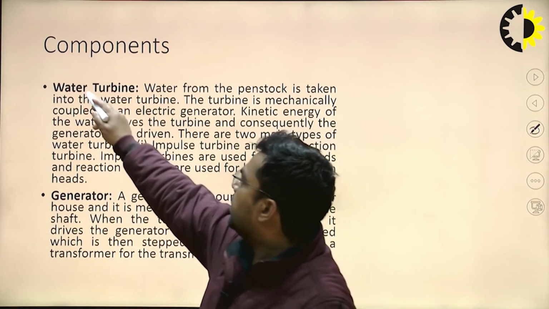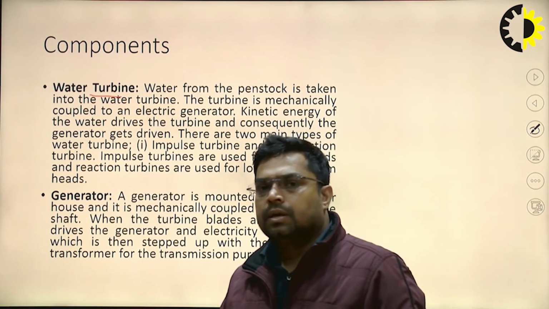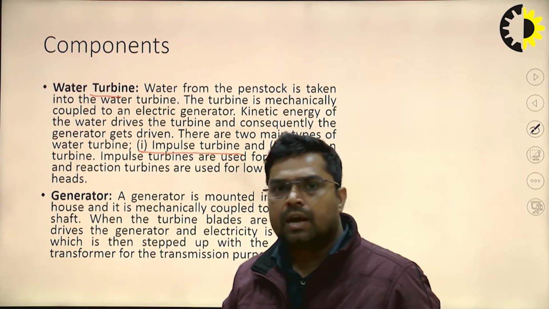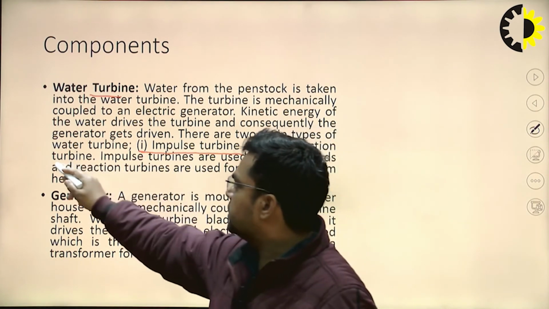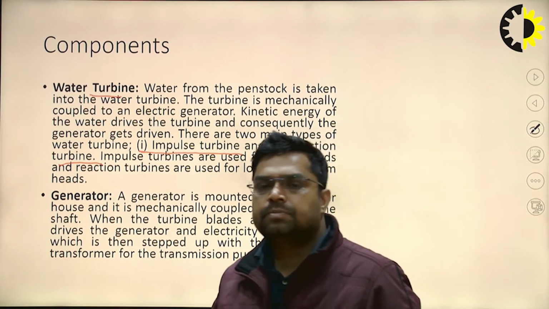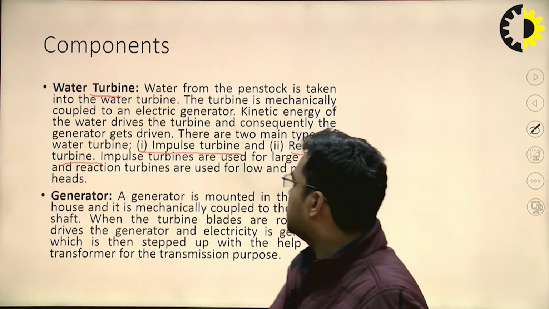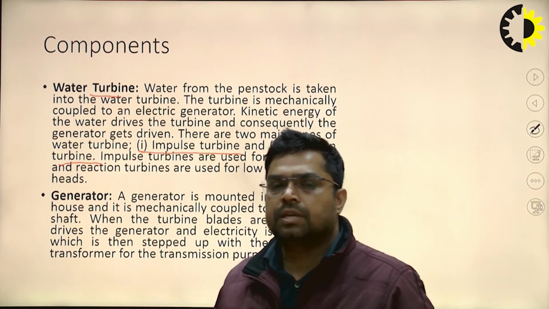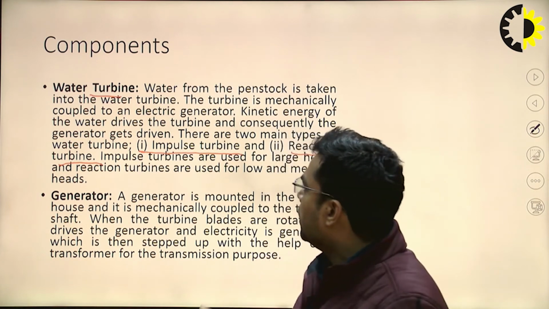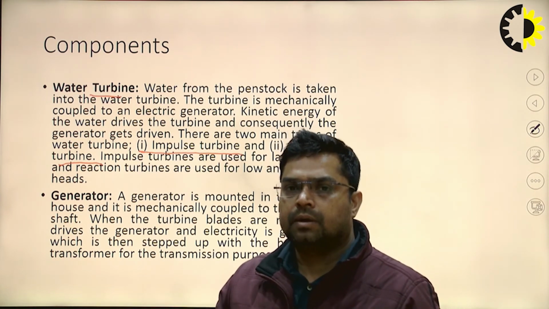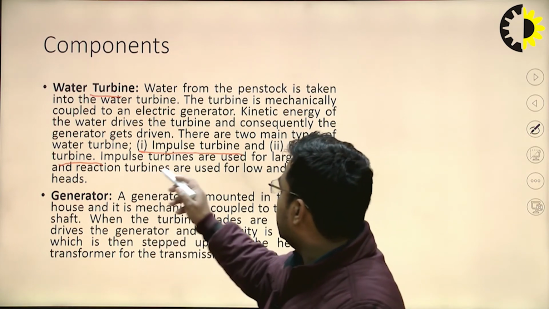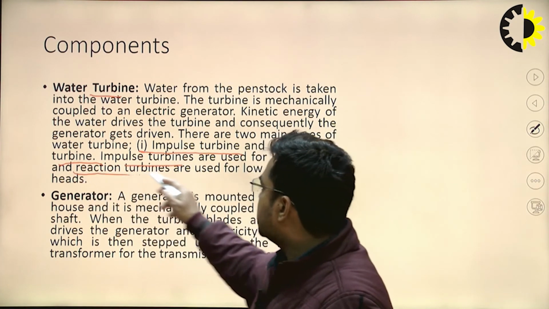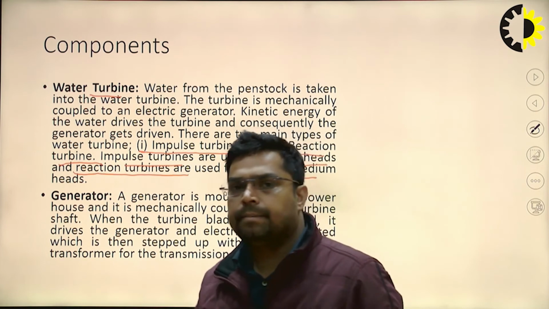Another one is the water turbine. So basically we classify water turbines into two types. One is known as the impulse turbine and another one is known as the reaction turbine. So what is the basic difference between the impulse turbine and the reaction turbine? They are classified according to their head and their discharge, meaning according to our requirement which kind of water turbine should be placed in a large hydropower plant. So you can see the impulse turbine is used for large head, and the reaction turbine is used for low and medium head.